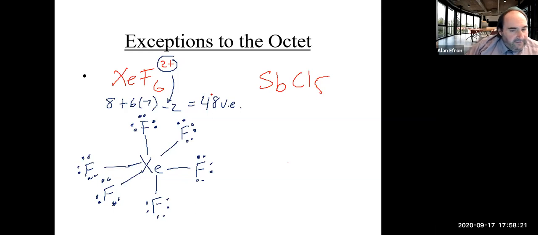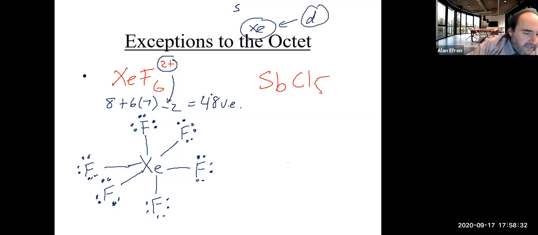It is okay for him to have 12 because, again, if you look on the periodic table, sulfur's here and xenon is below it, which definitely means it's got some d orbitals available to it to house all the extra electrons. Question on that Lewis structure there.